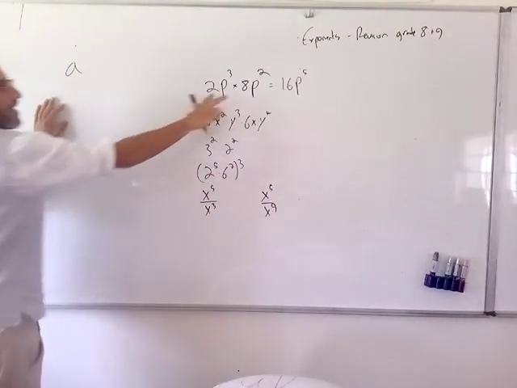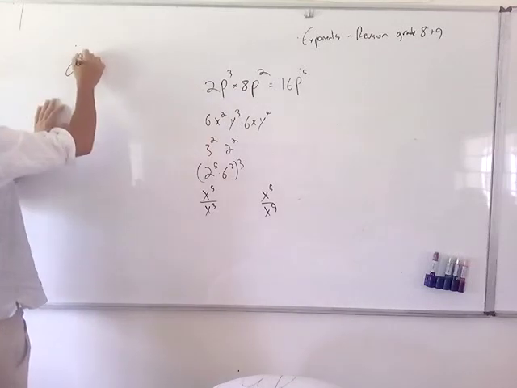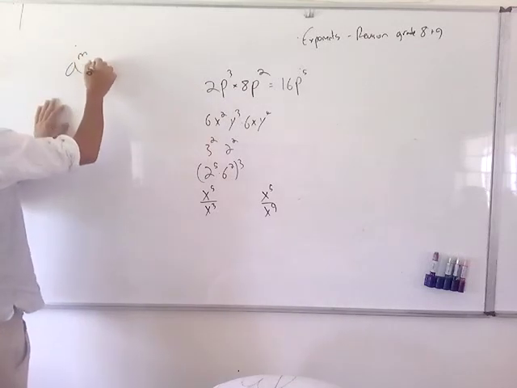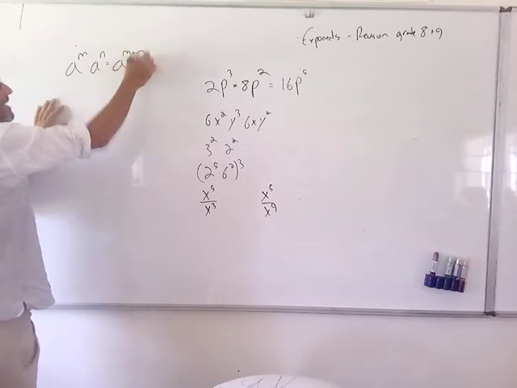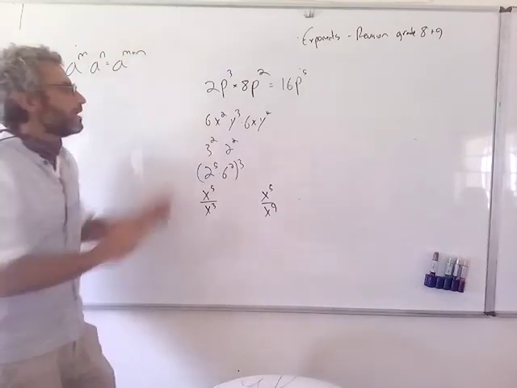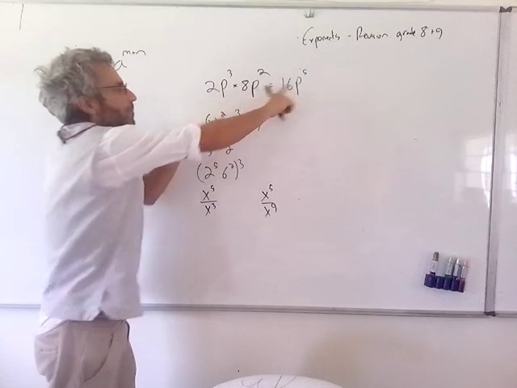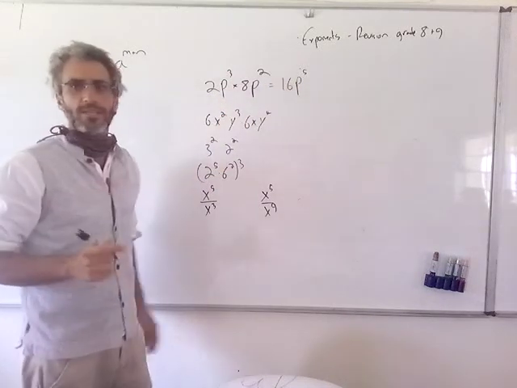have two bases, they are the same. The p and the p is the same base. a to the power of m times a to the power of n. The rule is that I need to add the exponents. So I'll multiply these two together, p to the power of 5, and 2 times 8 is 16.